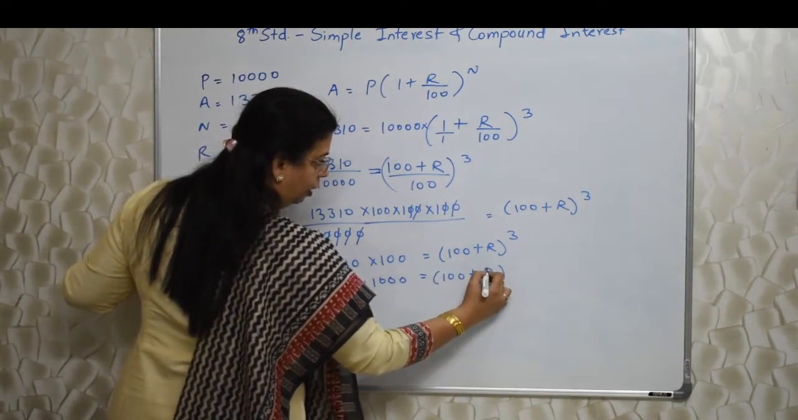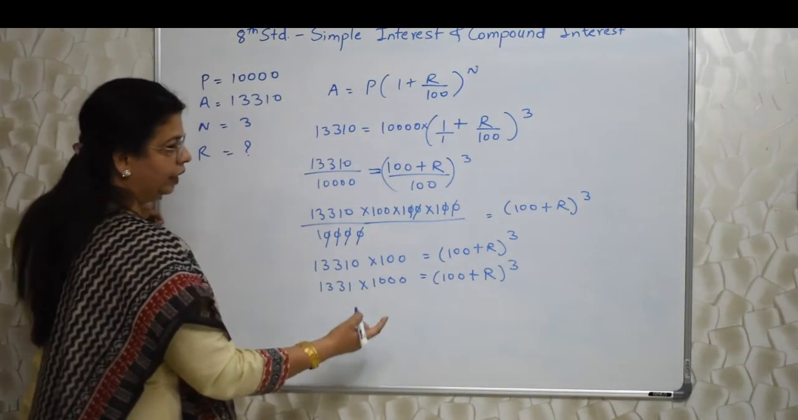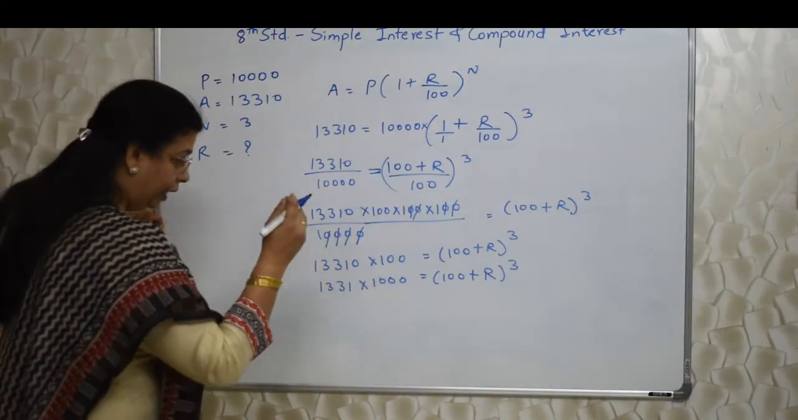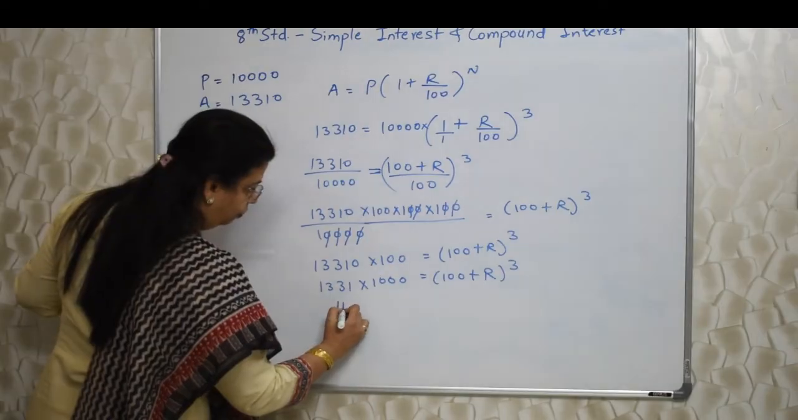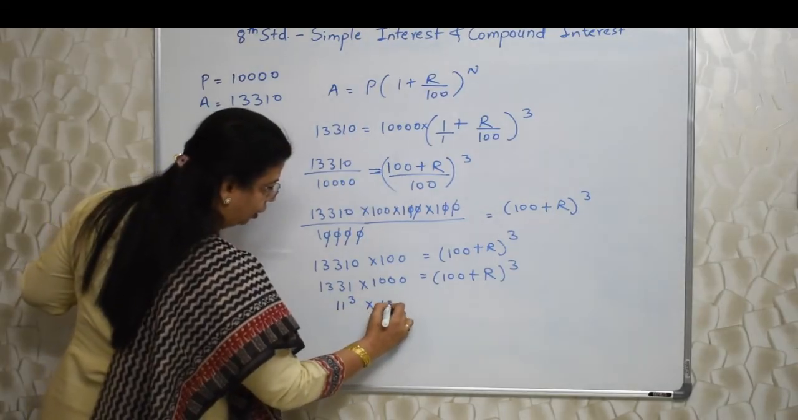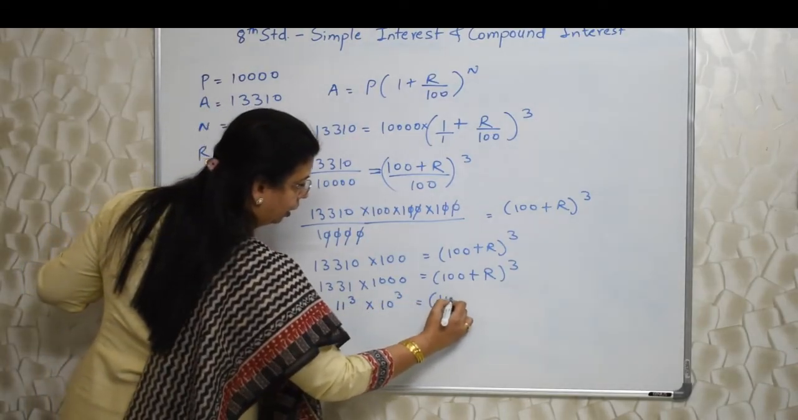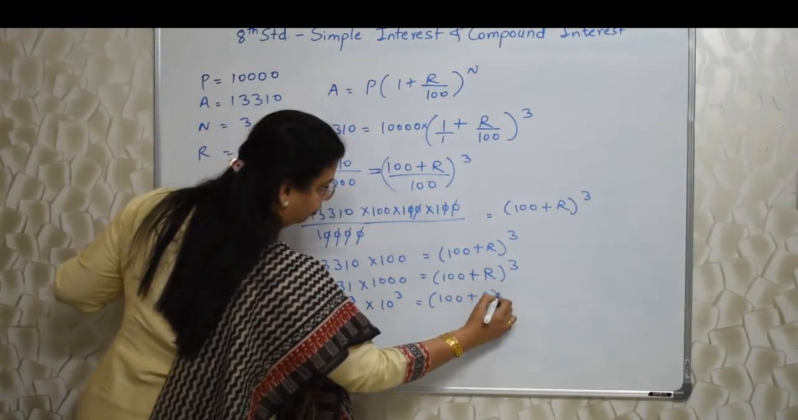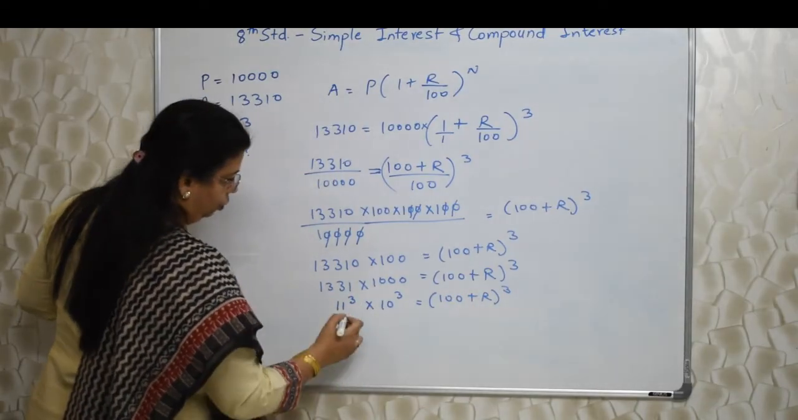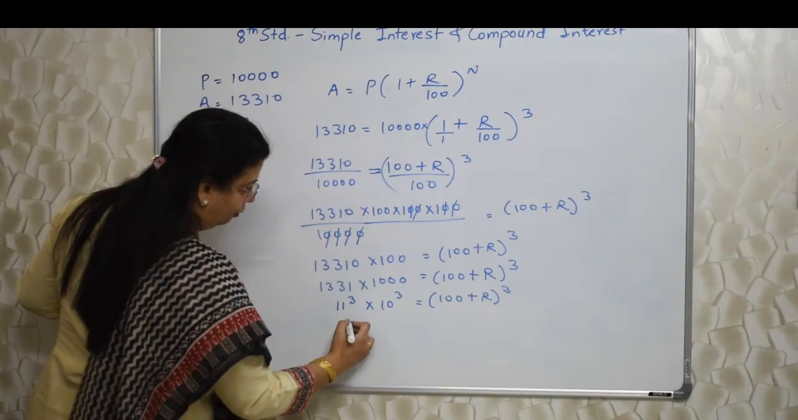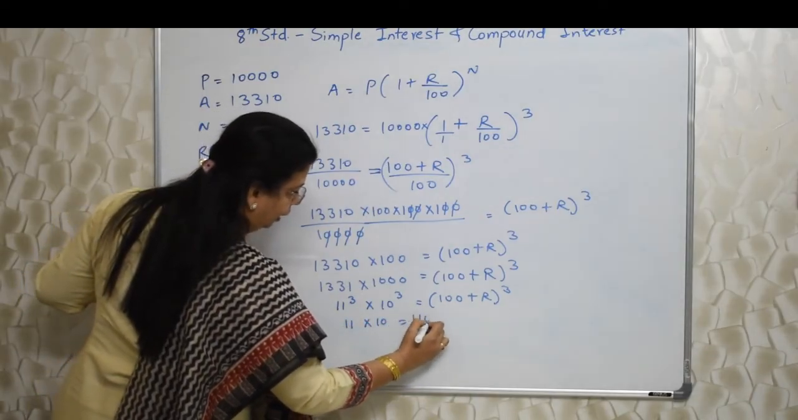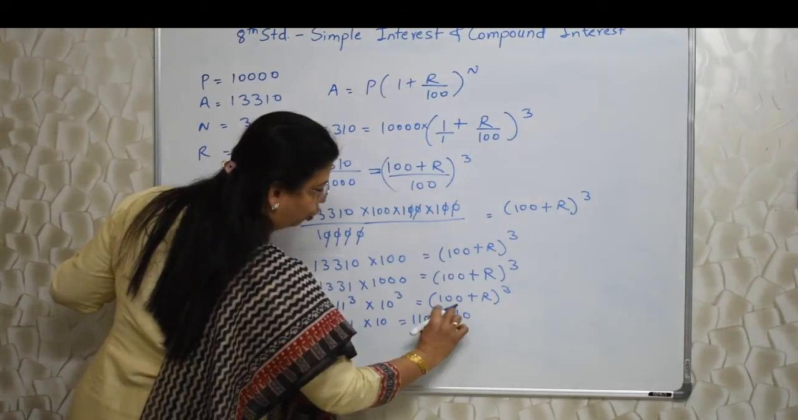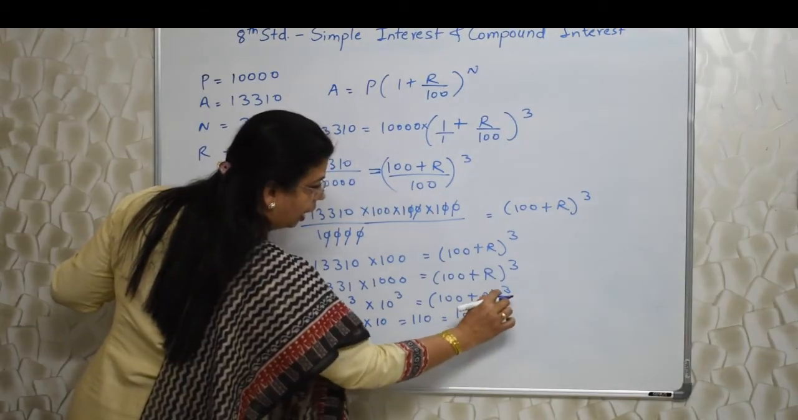This should be observed. No need of writing at the time of examination. I am writing it here because we are in the learning process. This is 11 cube. This is 10 cube. And this is 100 plus R cube. So cube root of everything will be 11 into 10, that is 110. That is equal to cube root of this 100 plus R cube.